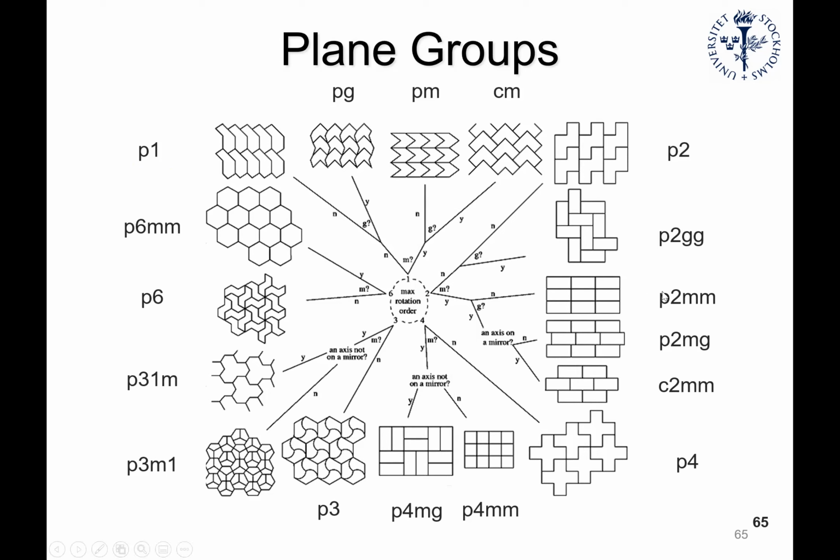Let's look at P2MM. It's primitive. It has two-fold rotational symmetry. You can rotate it 180 degrees. Now there are two mirror planes, two unique mirror planes.